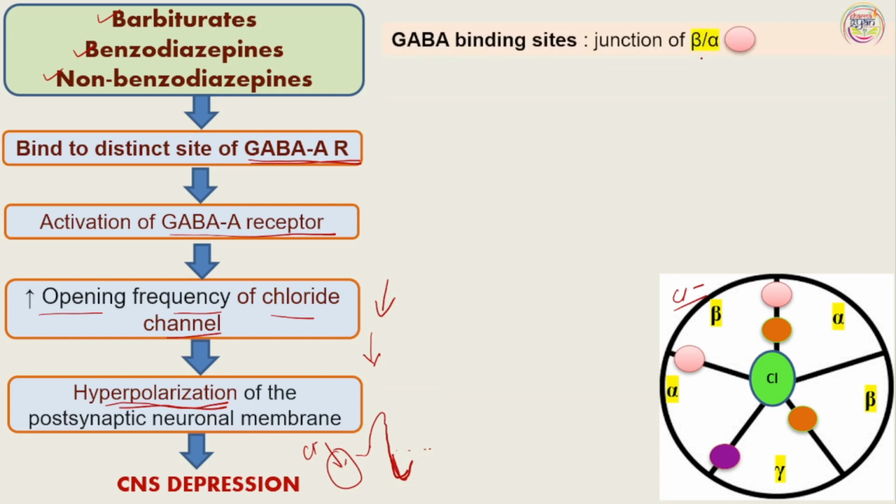Now, we already told that the GABA binding site is the alpha beta interface. So this is the GABA binding site. That is the alpha beta interface.